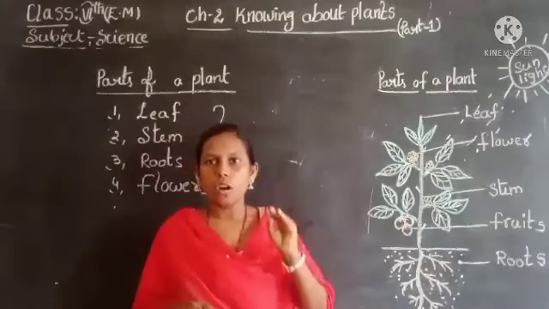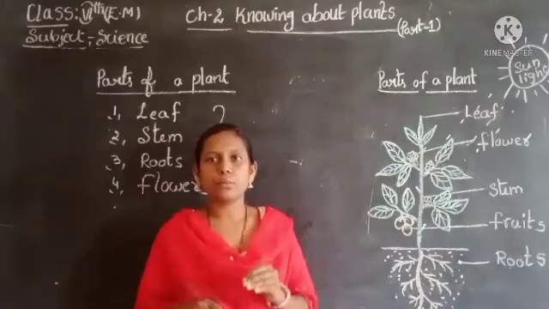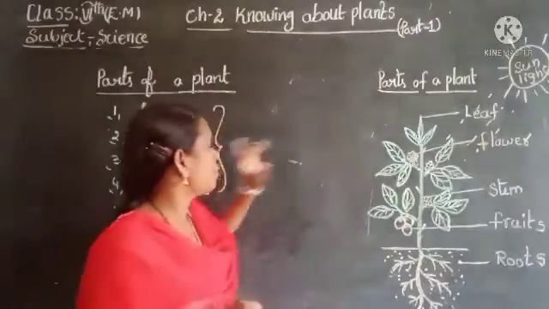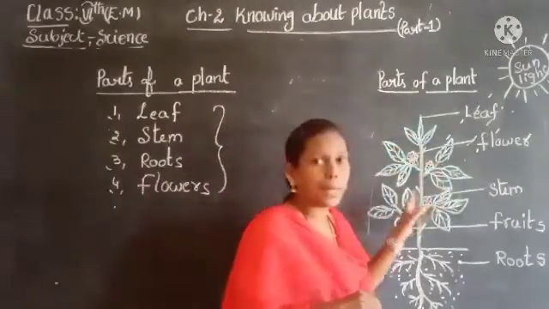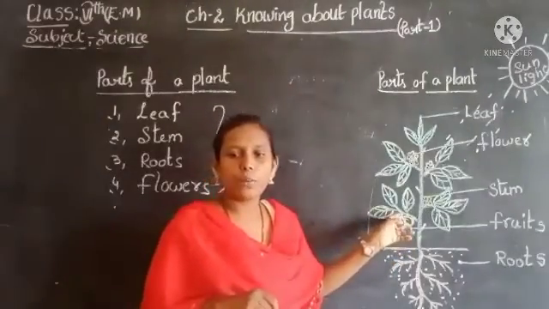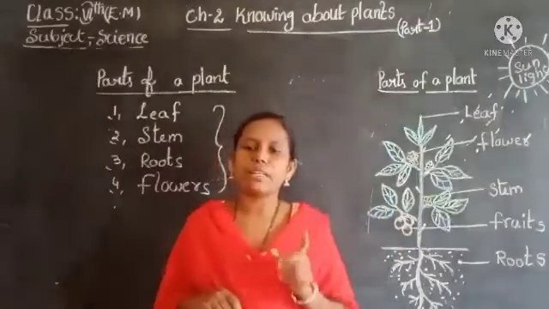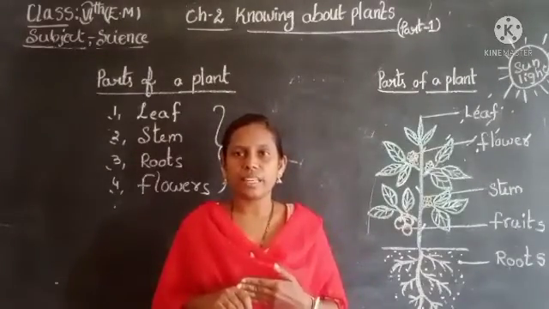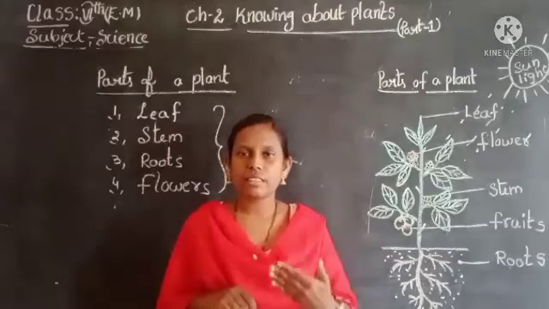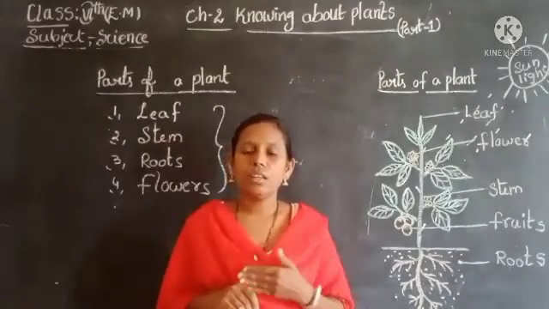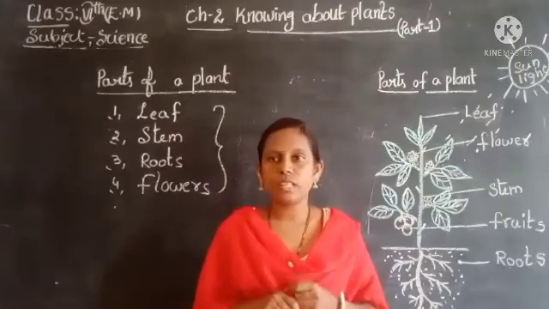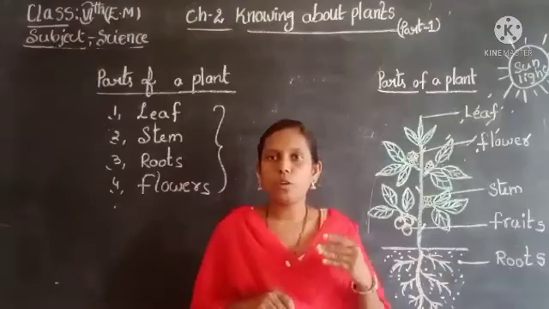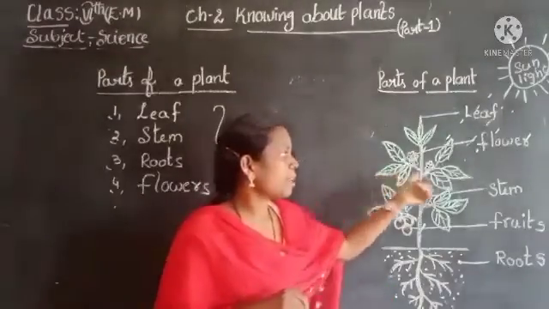See, from all these parts, the plants are producing food for us. First, let us see about the leaf. It is the main part of the plant. Why? Because it is preparing the food materials for us, producing leafy vegetables. It is also called the nose of the plant. The process of breathing is also done by the leaves.